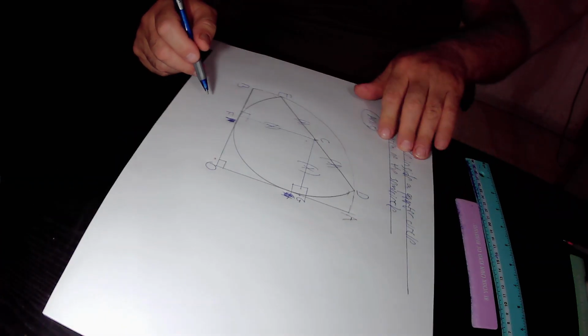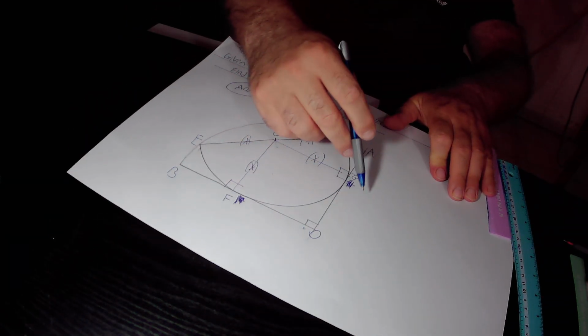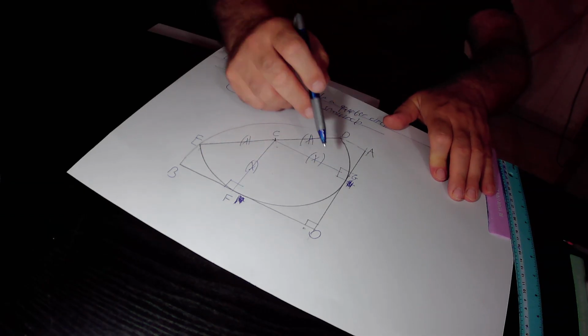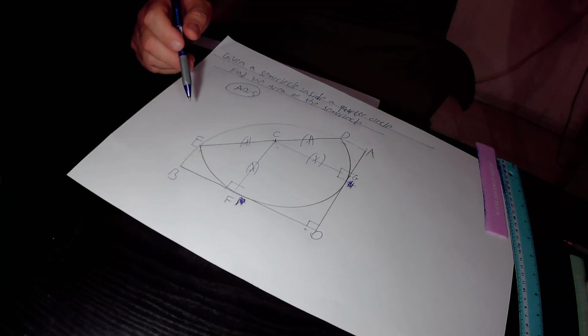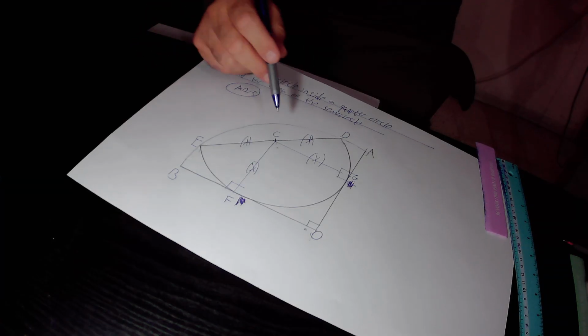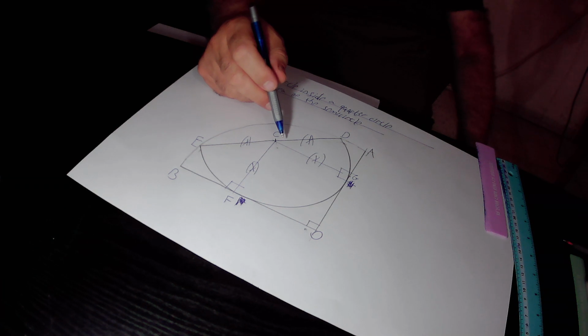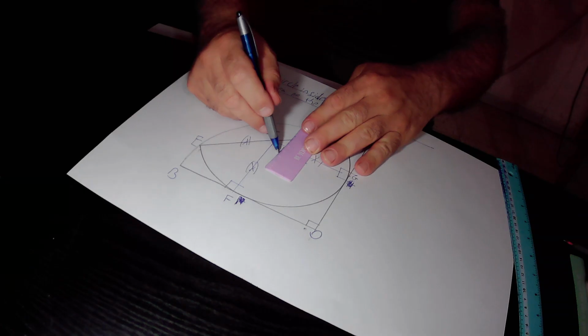So by doing these constructions, we actually get a quadrilateral CFOG. Inside quadrilateral CFOG, we have 1, 2, 3 right angles. The sum of 3 right angles is 270 degrees. So 270 degrees plus the size of this fourth angle, in total they must be equal to 360 degrees, according to the rule that the sum of the angles in any quadrilateral is equal to 360 degrees. Therefore, this fourth angle must be equal to 90 degrees in its size.